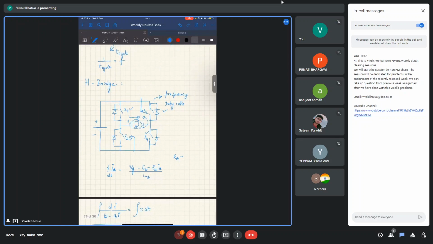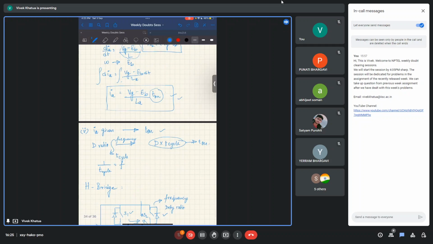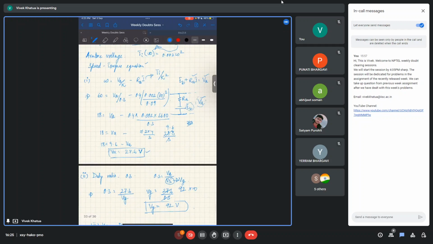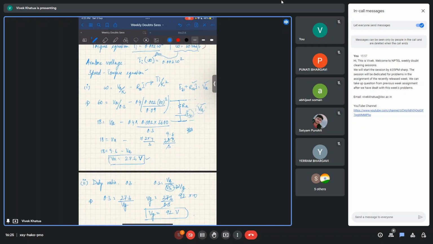So this is pretty much for this week. I guess most of the questions will deal with the speed torque equation. Sometimes you may have the speed equal to 0. This week you have this question. From there you can see that both should be equal, right?